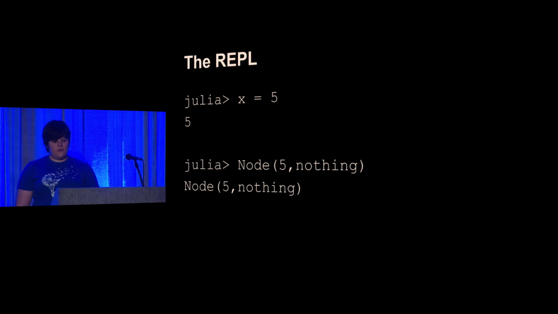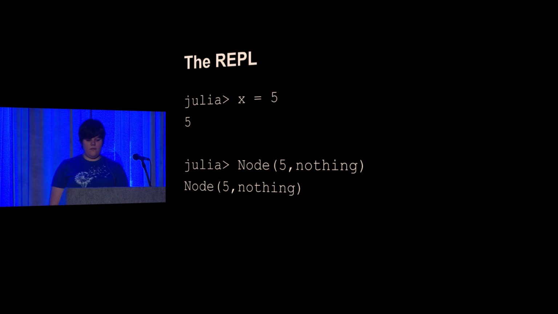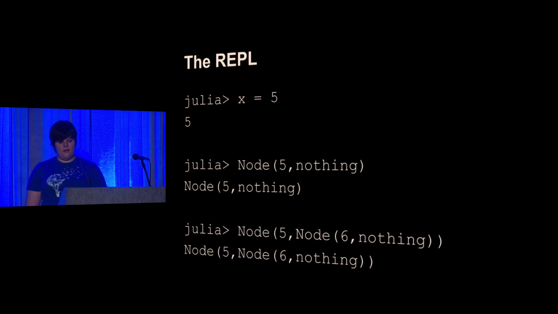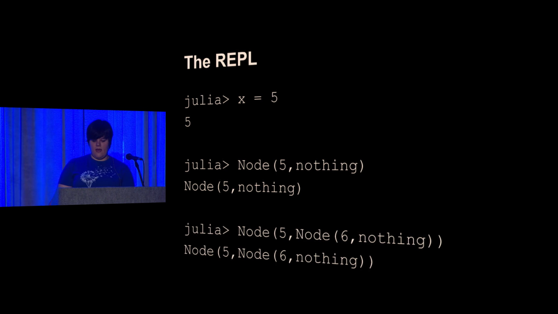We can create a value. We're creating a list of length 1 that holds a node. The default printing for a new type is the same as the way you would type the constructor, so that's why you have the same text at the prompt and in the printout. We can make a longer list. This is what a list of length 2 is: Node(5, Node(6, nothing)). You just insert the node inline into the constructor.